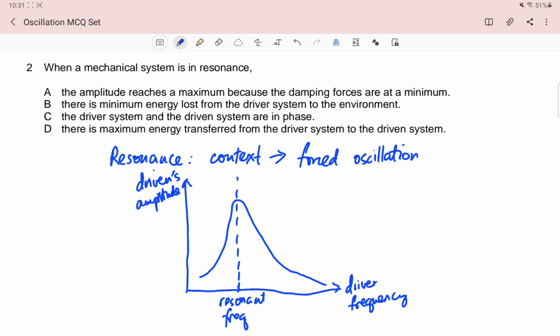So that's the frequency it prefers. So if you try to apply a driving force to it at the same frequency as the object, then it will uptake the energy at the most efficient rate, and hence display the maximum degree of amplitude. Okay, so the correct statement is option D.